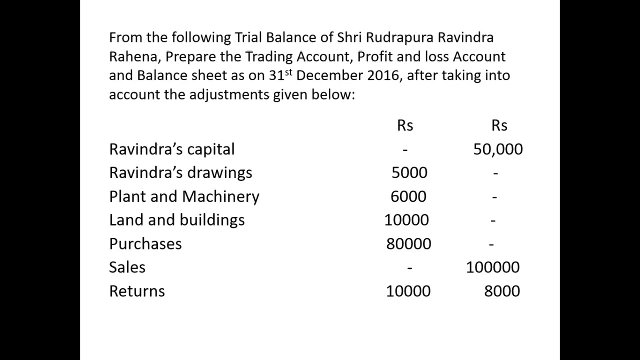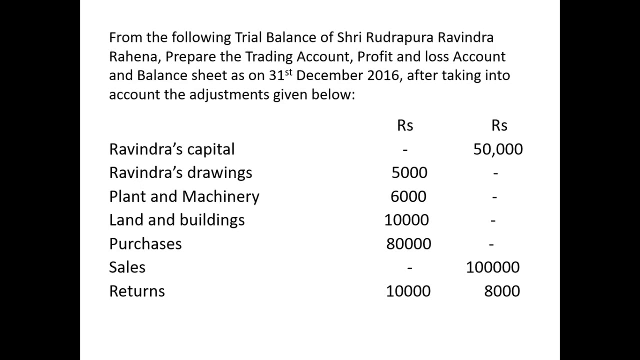This is the 2017 question paper problem of Mangalore University with respect to the accounting paper. The following is the trial balance of Rudrapura Ravindra Rahana. You are required to prepare the trading account, profit and loss account and balance sheet as on 31st December 2016 after considering the following adjustments given below.